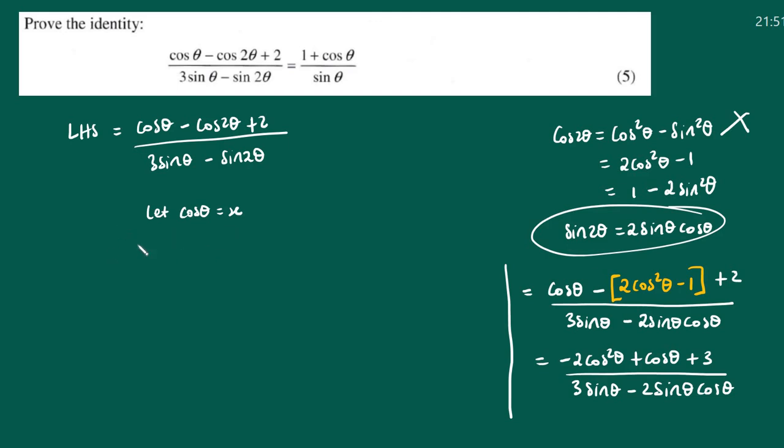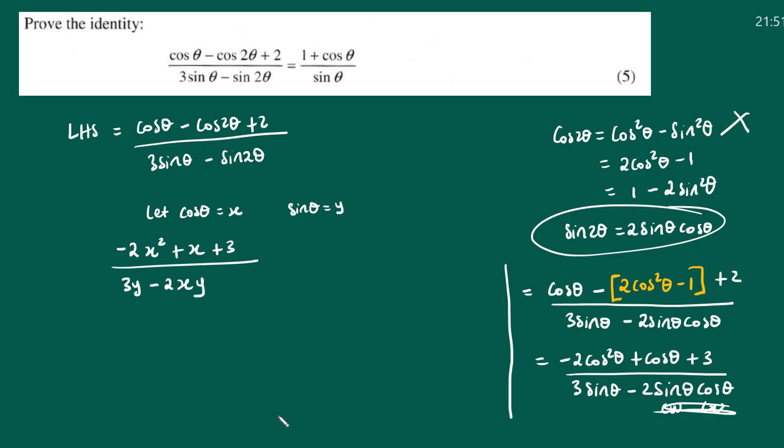Okay, so that means you're going to have negative 2x squared plus x plus 3. But now you would also have to do the same thing there. It means your sine theta must be y now. So it means you're gonna have 3y minus 2y. Remember, this is y, this is x. So usually we call it xy, isn't it? So you're gonna have this.